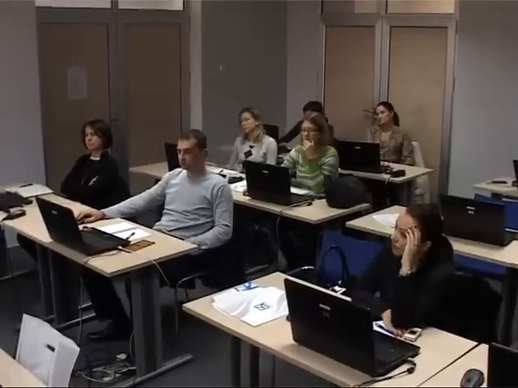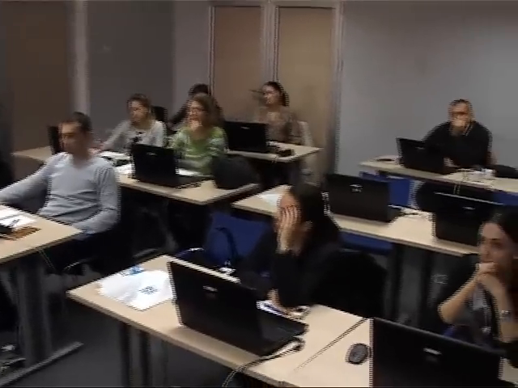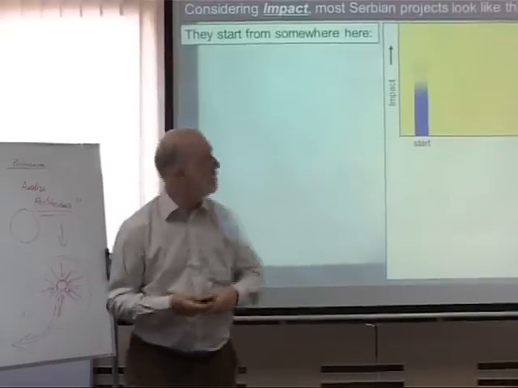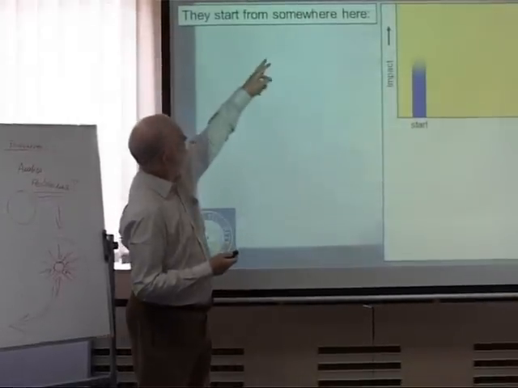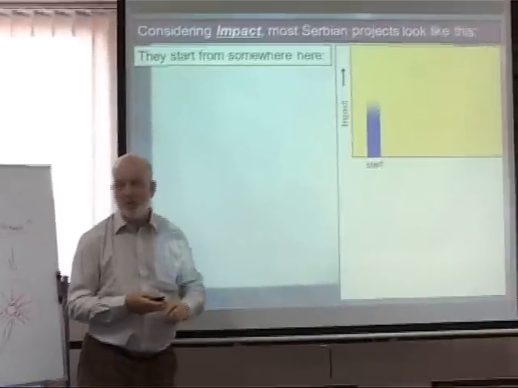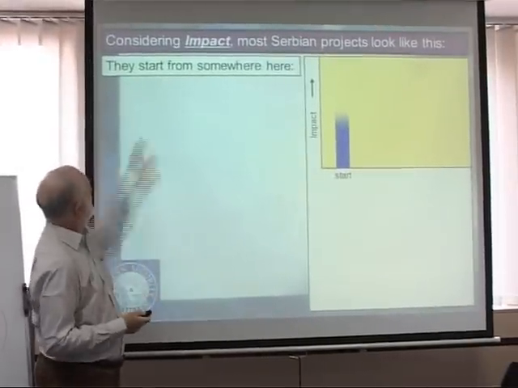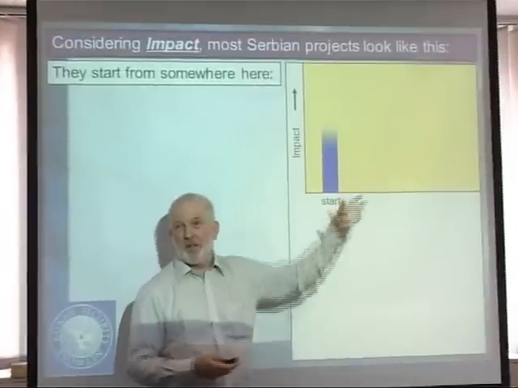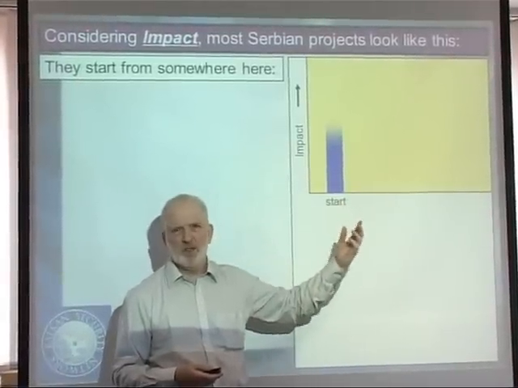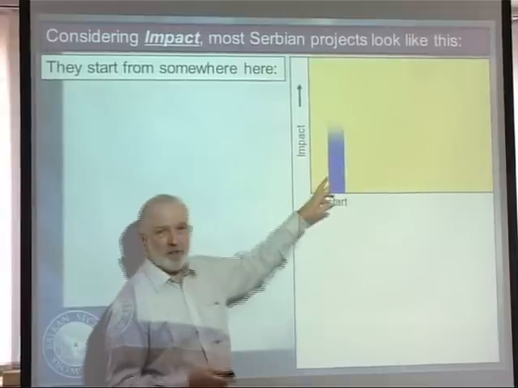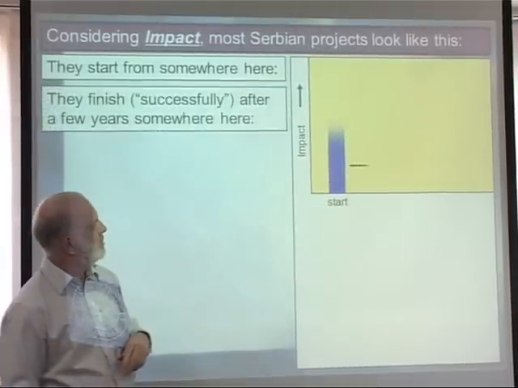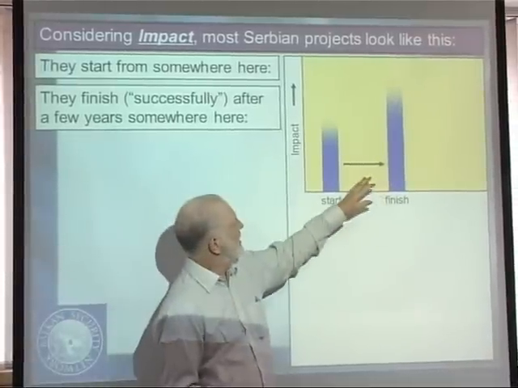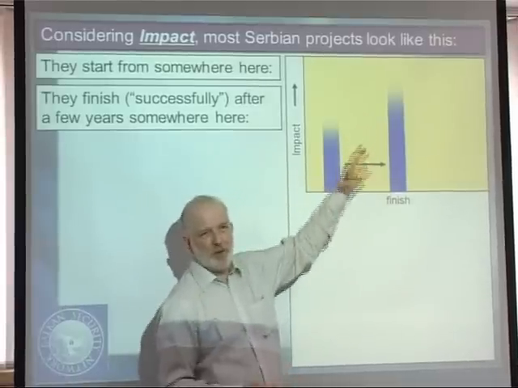So we're getting near to the end now. Now, you've already seen something like this from yesterday's presentations by Boschko. Considering impact, most Serbian projects, unfortunately, look a bit like this. They start from somewhere here, where the level is low. You know, we got the money, but we're not too certain quite what we're going to do with it. So we start somewhere here, and during the project, well, one or two years has gone by and it's now finished, and the level's a bit higher up, so probably something happened.